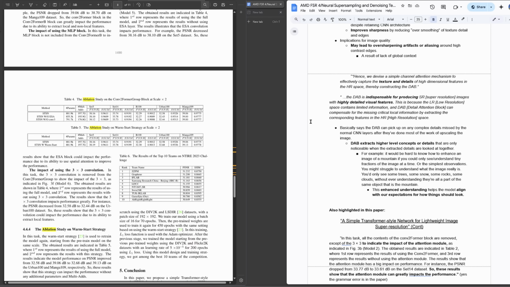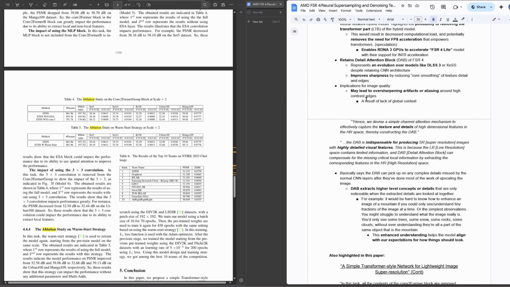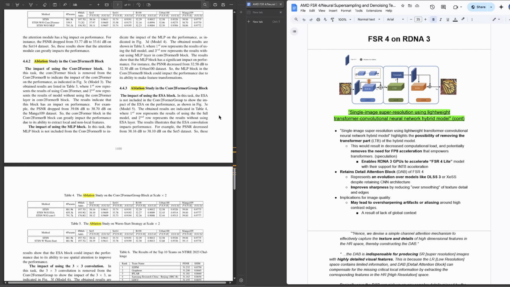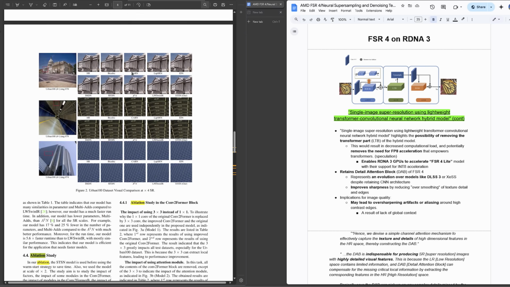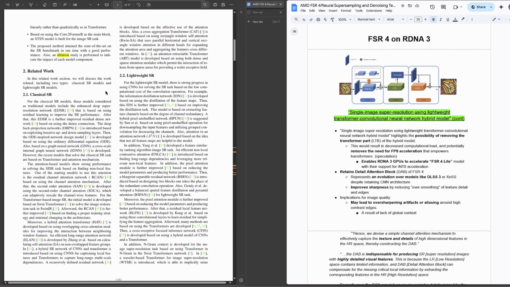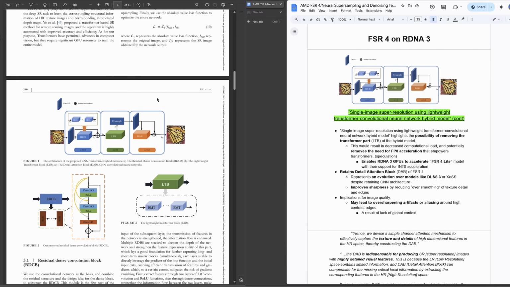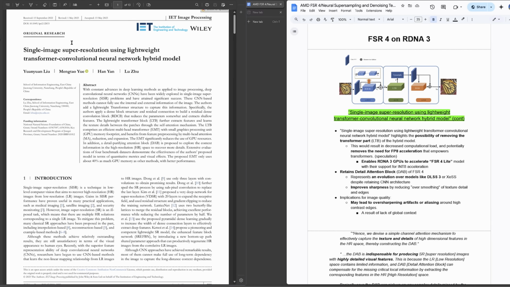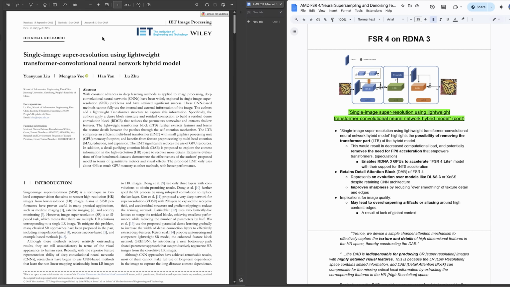But yeah, I think it's very possible for AMD to do something very similar to this, considering the architecture of this paper's network seems very similar to how FSR 4 could be. I mean, they're both CNN transformer hybrid models. And I would not be surprised if AMD's research for FSR 4 was based on this paper, or papers just like it, considering they were released in 2022 and 2023.